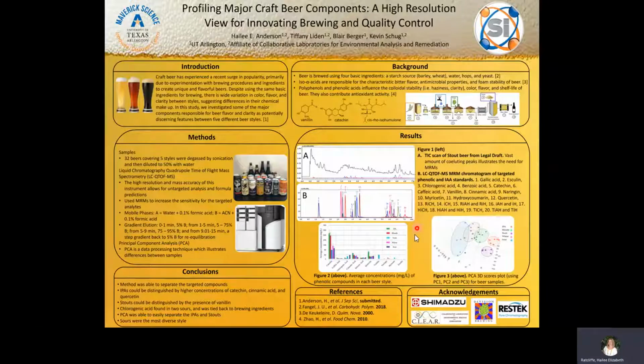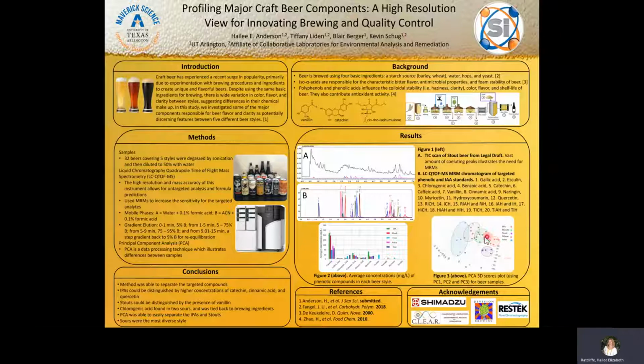After performing our targeted analysis on the phenols and the isoalpha acids, we performed untargeted analysis called principal component analysis, or PCA. This is a data analysis technique that can be used to visualize the similarities or differences within a data set. If we look here at the PCA, we can see that the IPAs and the stouts were the easiest to distinguish from the other styles.